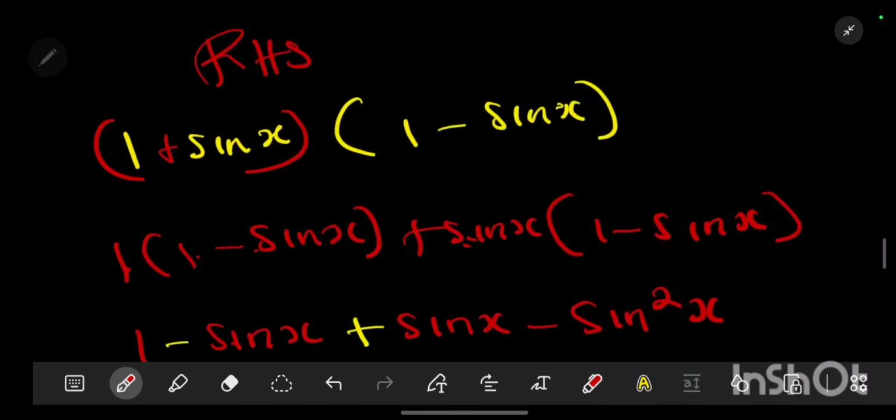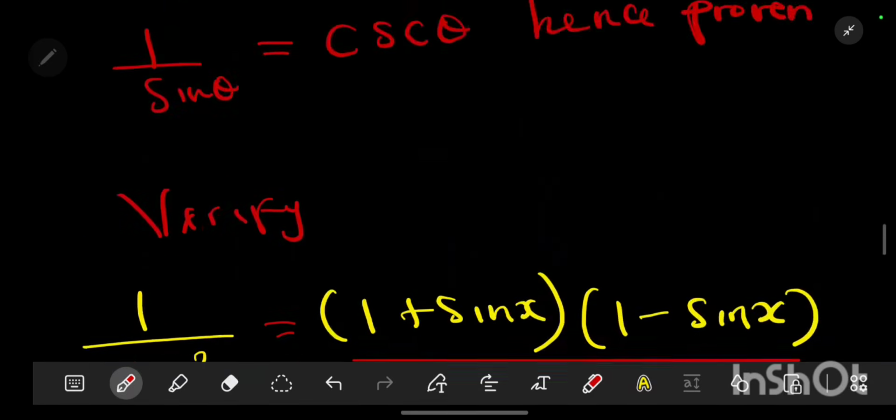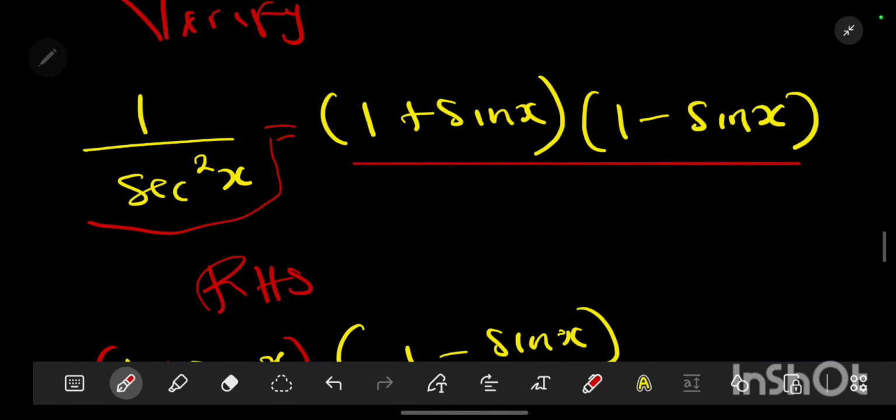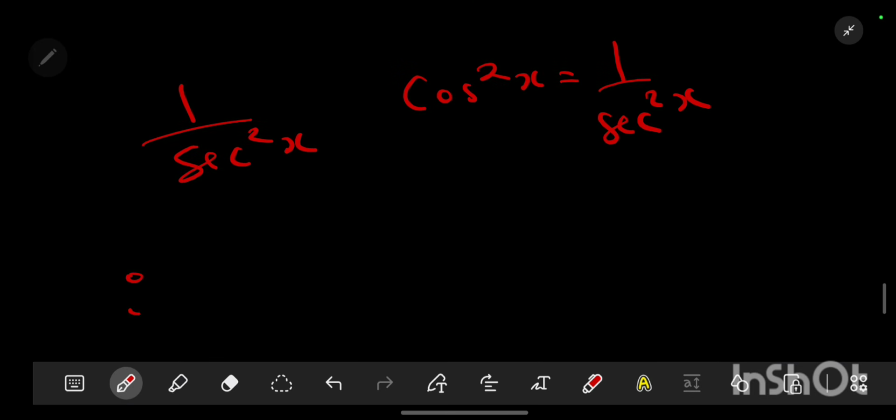So this is just something where we use the right hand side to be able to come up with this side. Even if you were to use this side, it would still come out. For example, if we use the other side, we can say 1 over sec squared x. Now knowing that we have already derived cos squared x is equal to 1 over sec squared x, where you see 1 over sec squared x, you can put cos squared x like that.